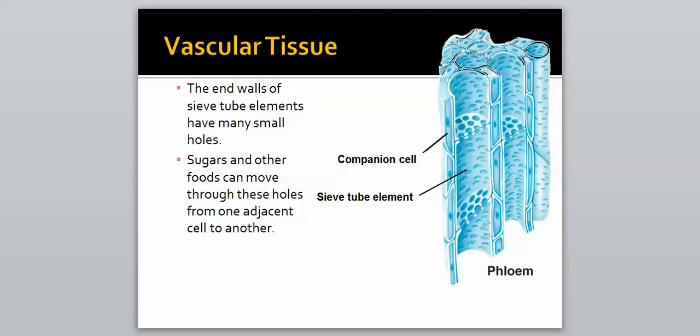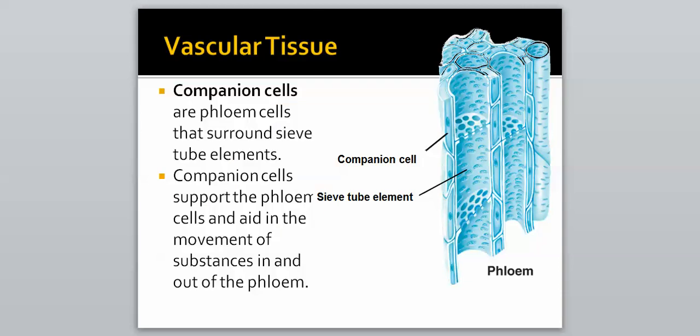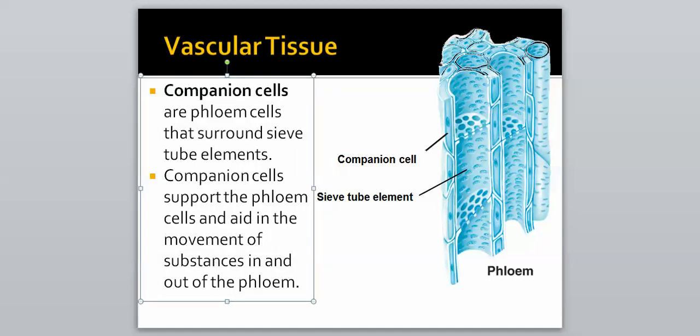So that is what the holes are for. And going down to our next one. So that was our sieve tube, and now companion cells are phloem cells that surround the sieve tube elements. And companion cells support the phloem cells and aid in the movement of substances in and out of the phloem.